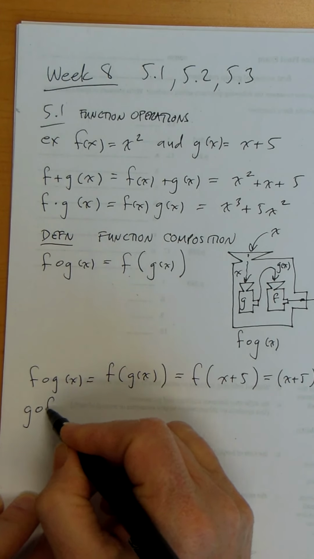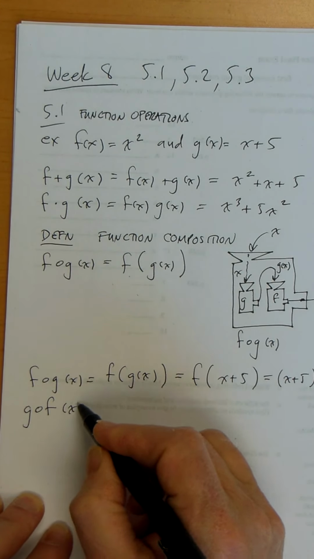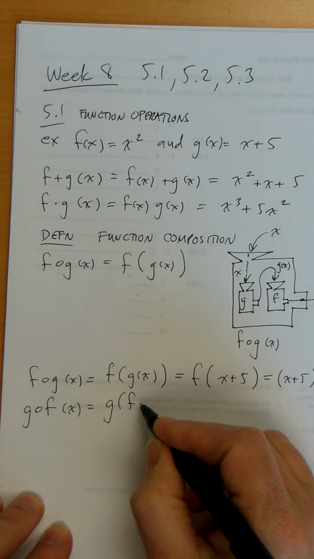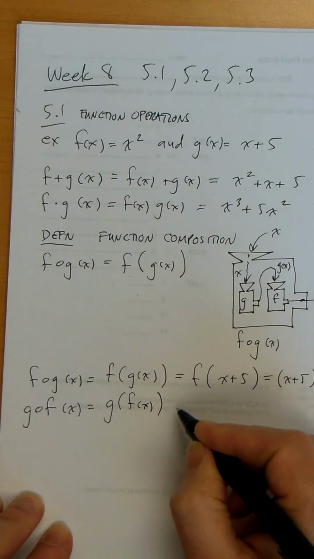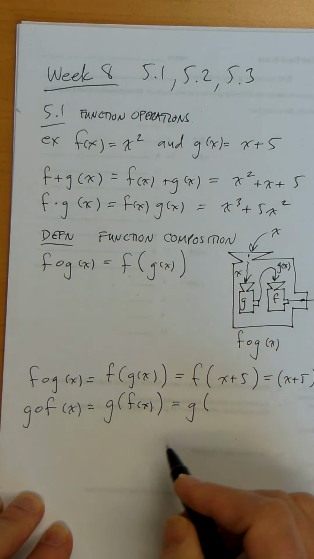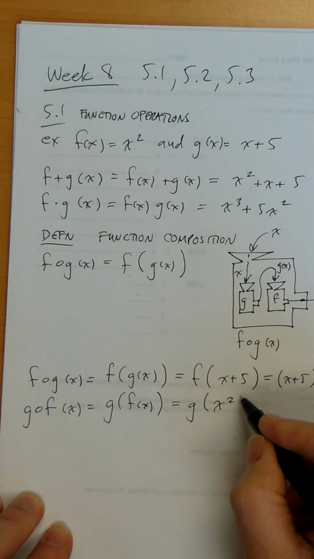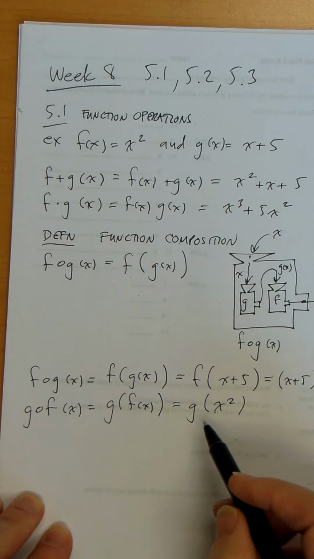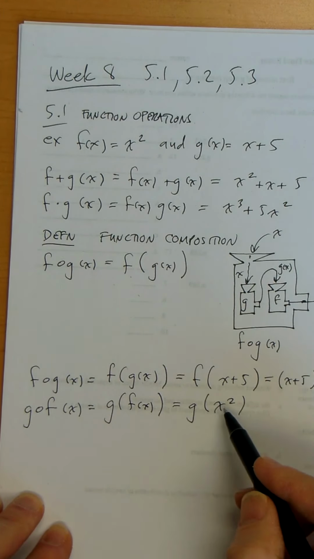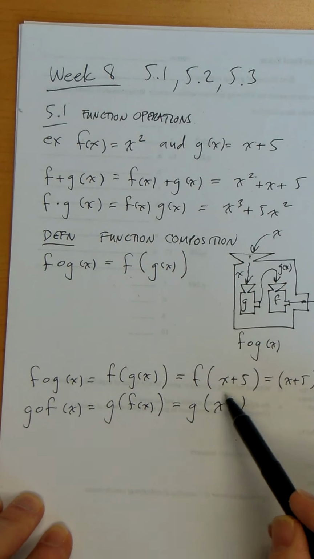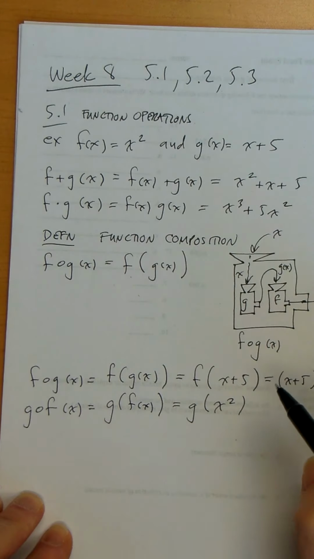Interesting to look at g composed with f of x, the composition in the other direction. That's defined to be g of f of x. Work from the inside out. So first of all, worry about what f of x is. That's the squaring function, x squared. And then figure out what g of x squared is. What's g? G is this linear function x plus 5. I put the input of x squared in it, just put that in place of x, and I get x squared plus 5.